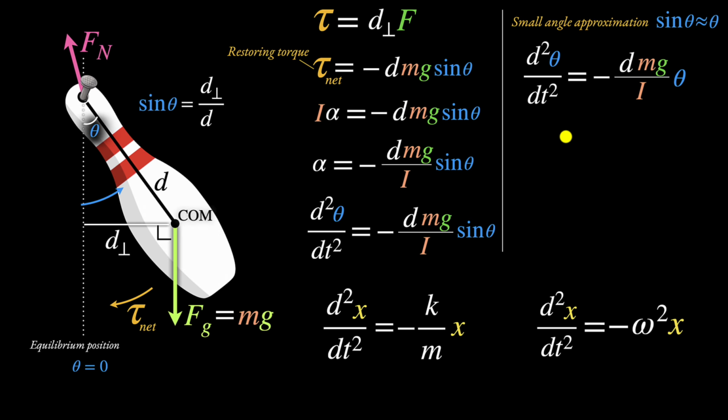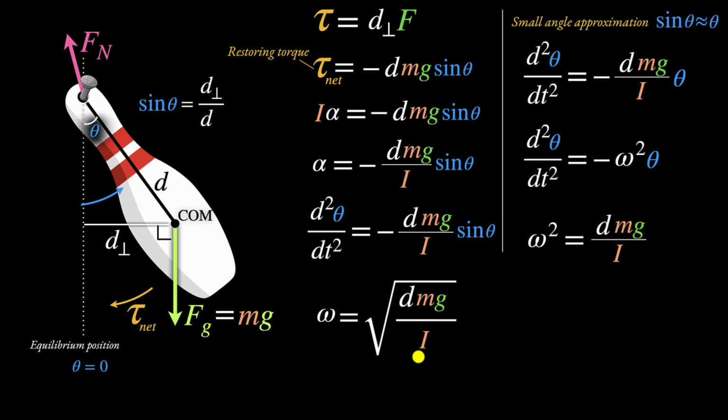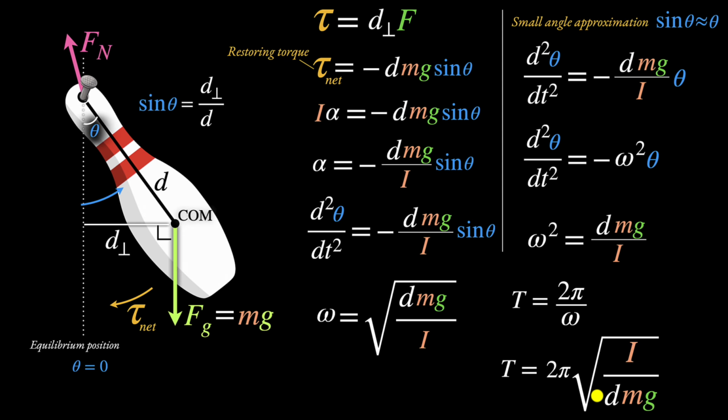All right, so just like the springs, over here this coefficient can be represented as omega squared. We're just reaping the fruits of all the hard work we've done before. So from this, omega squared equals dmg divided by I, and omega equals the square root of dmg divided by I. The period is 2 pi divided by omega. Substituting, we get the expression for the period.